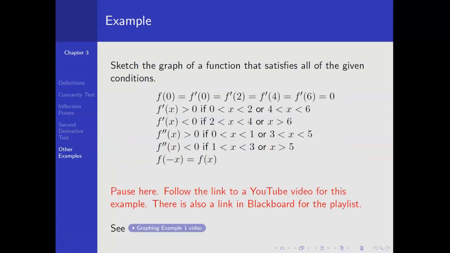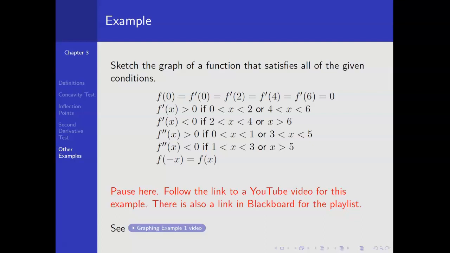Our next example. These two examples, this one and the next one, are really about graphing. We've been talking a lot about what the shape of the graph looks like. These two examples are going to bring together the things we've been talking about in the last lecture and this one, where we're talking about increasing and decreasing from first derivative information and concavity, concave up and concave down, from the second derivative information.